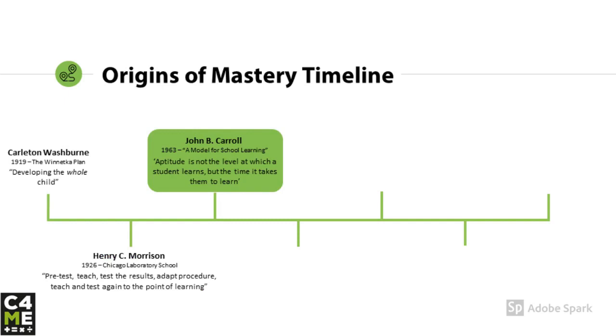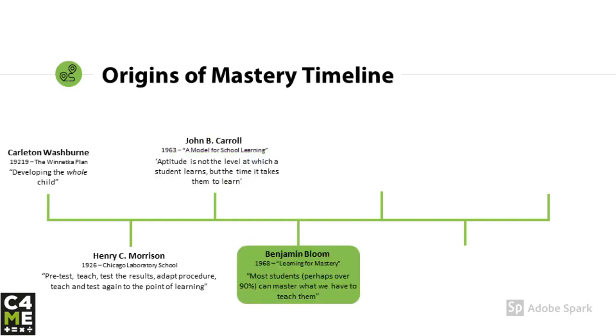In the early 1960s, John Carroll wrote a model for school learning in which he examined the work of Washburn and Morrison from Chicago. He stated that aptitude isn't the level at which a student learns, but the time it takes them to learn a topic.